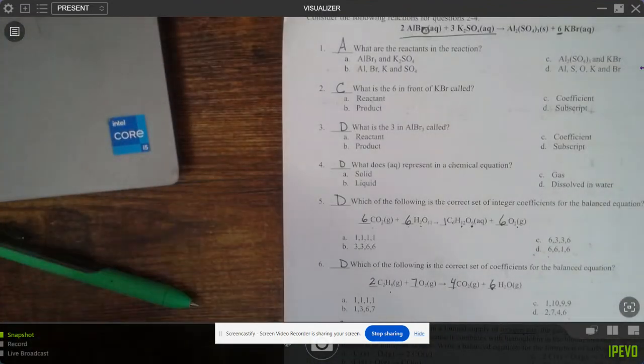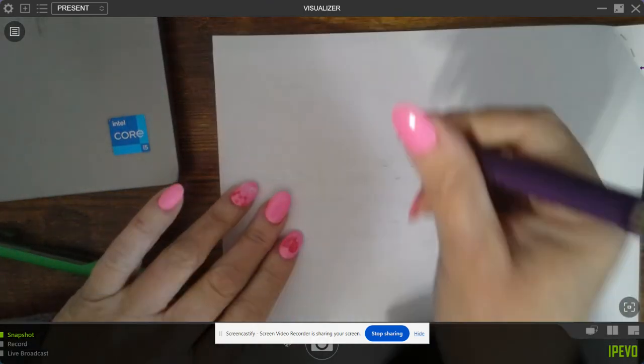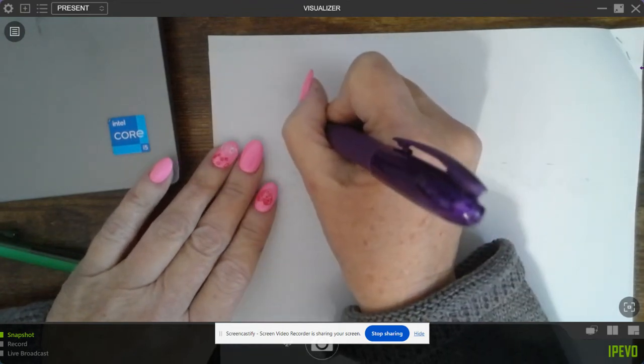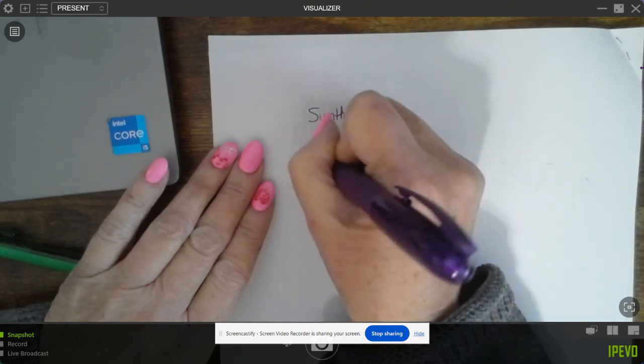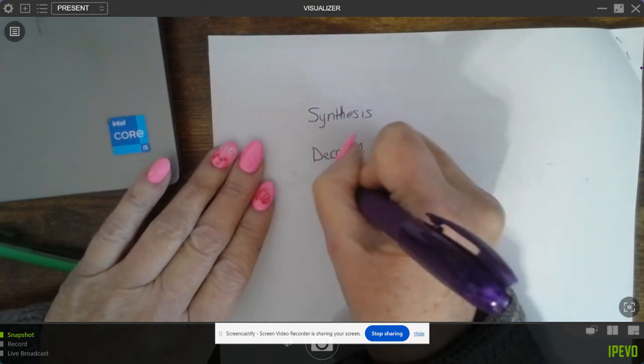If you are good with this, the only thing, and we mentioned this in my fourth period class, is identifying the types of reactions. So let's make sure that you know the 5 types. We have synthesis, decomposition, combustion.